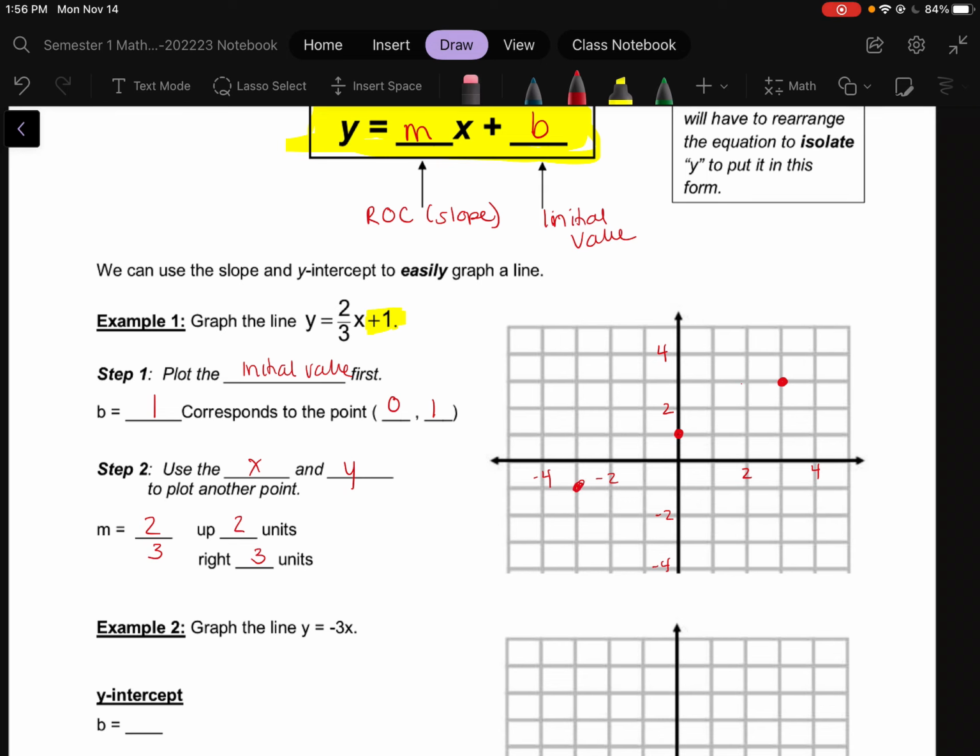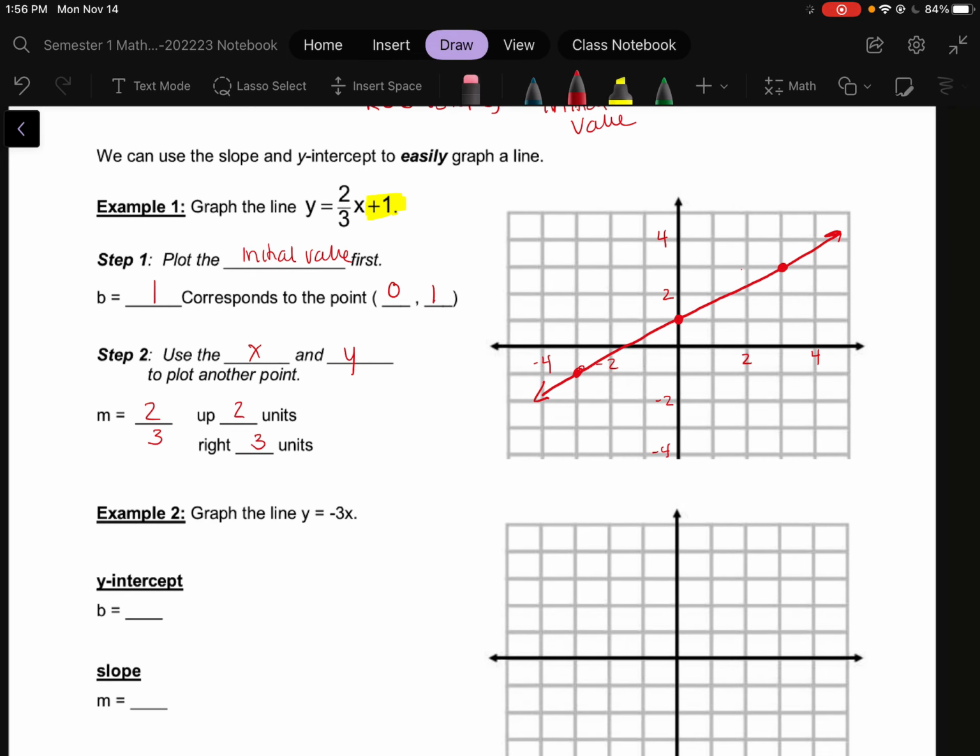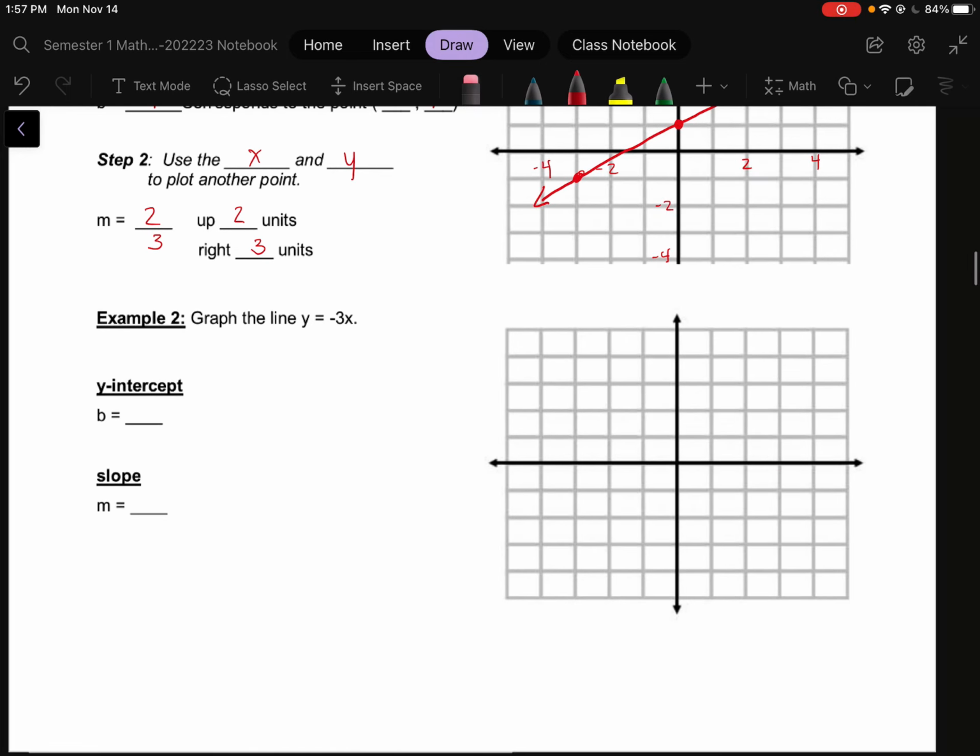Once we're done plotting, we will draw our line to connect the two. Make sure you use your ruler. My line will not be straight. Draw your arrows, and there you go. That is how we graph the line. So make sure that you are using your ruler, graphing the points, making sure you're using your initial value and your m values to graph, and making sure you know how many units you have to go up and to the right or down and left by in order to get your m.